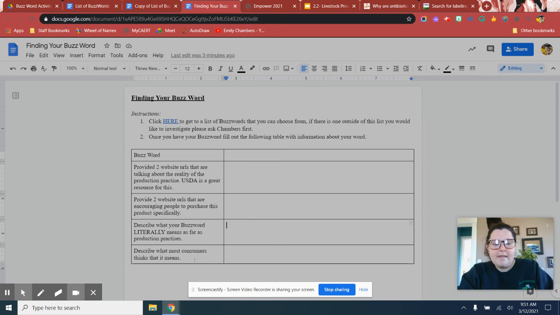Okay, and then the last one is describe what consumers think that it means. So when we're talking about consumers, we kind of talked about this. They read that specific term on the packaging, and what they think it is might not be really what it means. And that's a marketing ploy. That's the marketing people asking, how can we encourage people to buy this without really changing our production, right?